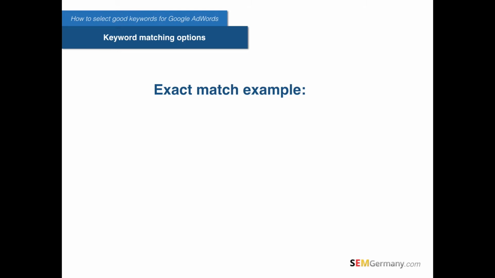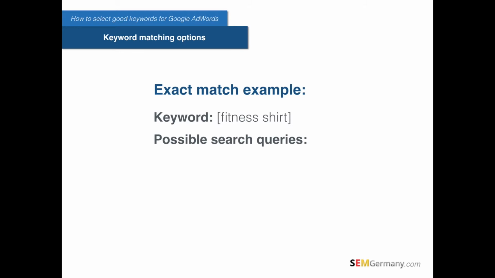An exact match keyword allows Google to show your ad only when the search query of someone exactly matches your keyword. In order to give that command, all you have to do is to put brackets around your expression. Now the only possible search queries would be fitness shirts standing alone without anything in front or behind of it, but also the plural form fitness shirts. Keep in mind also minor typos would be considered. For example, fitness with only one S at the end would also trigger your ad, but that's it. No other words in front or behind, no synonyms and so on.